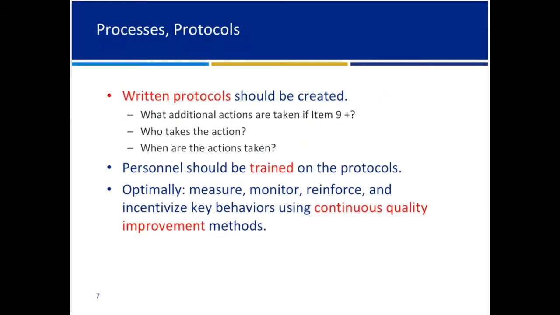It's for this reason that most experts recommend that the clinic have written protocols in place that define what additional actions are taken if the patient screens positive on item 9, or for that matter, if they screen positive for any suicide risk screening, who takes the actions and when are the actions taken. So these protocols should define each of these components.